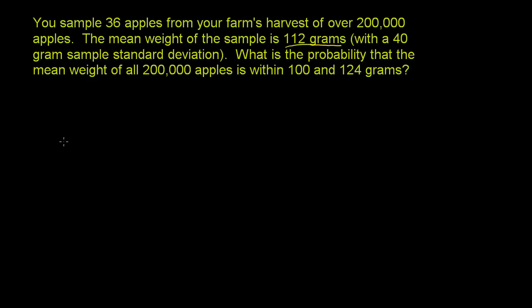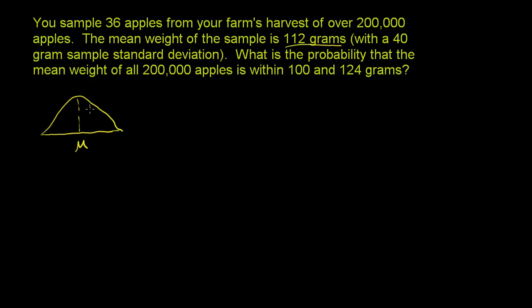So let's think about what they're asking. There's some distribution of all of the weights of all 200,000 apples, or there's more than 200,000. We don't even know how many apples, just a huge number. So there's some population distribution of weights. Maybe it looks something like that. It has a mean weight. We don't know what that mean weight is. And it also has a population standard deviation.